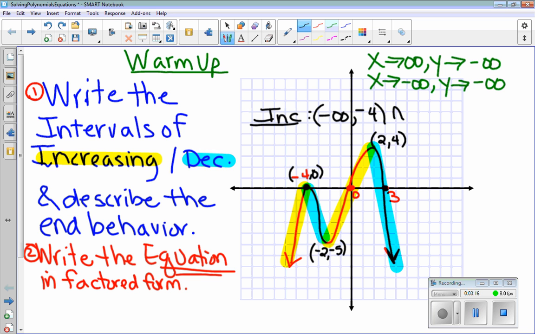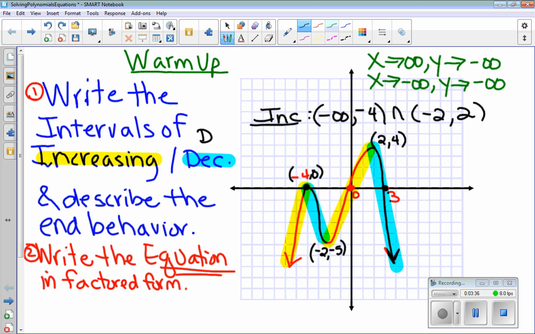So increasing from negative infinity to negative 4, and then it starts again where? Where does the yellow start again? At negative 2 to positive 2. Remember, we only use our x coordinates for this, don't we? We don't look at the y coordinates at all.